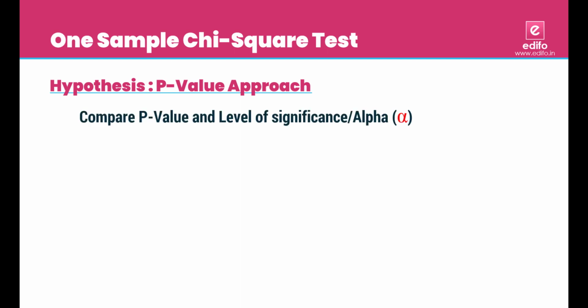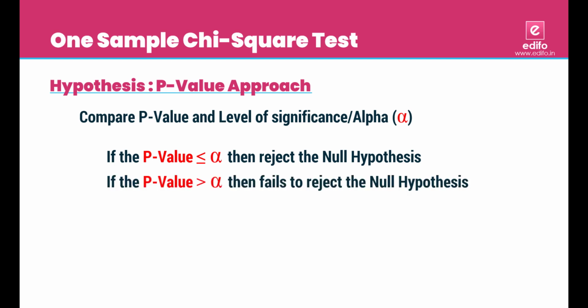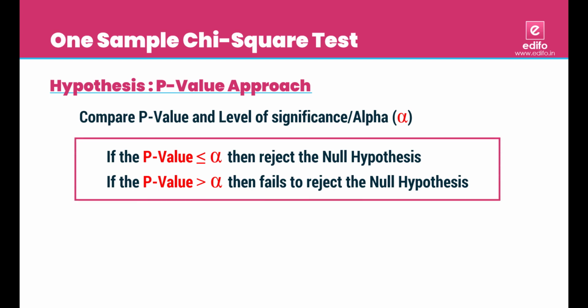Now the second option, that is the p-value method, the p-value approach. In the p-value approach, we are comparing the p-value and the level of significance. We can say alpha. So the p-value and level of significance. Here is the first rule. If the p-value is less than or equal to alpha, then you can reject the null hypothesis. P-value greater than alpha, then we fail to reject the null hypothesis. This is the golden rule of the p-value approach.